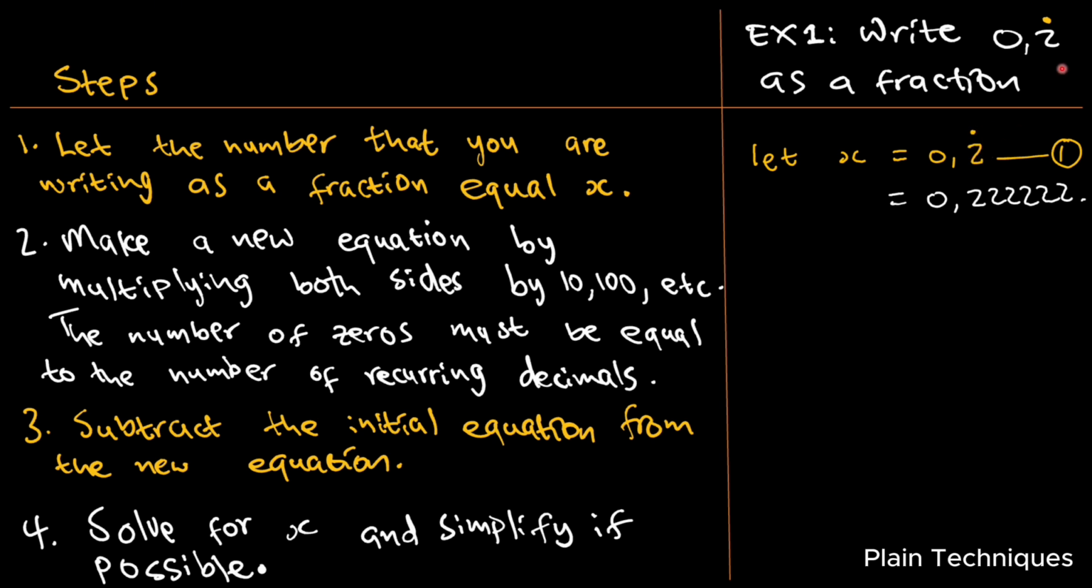So as you can see from the question, I only have one recurring decimal. How do I know? It's only because of that dot here. Okay, so that dot means this is a recurring decimal. So I only have one, right? So if you have one recurring decimal, then you're going to multiply the first equation by 10.